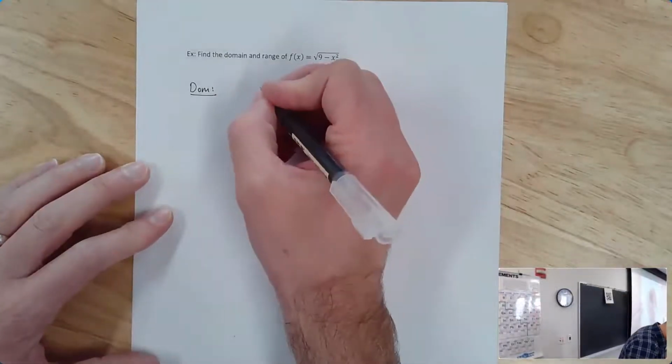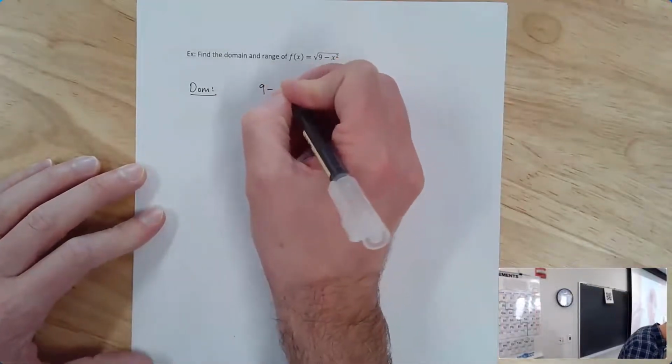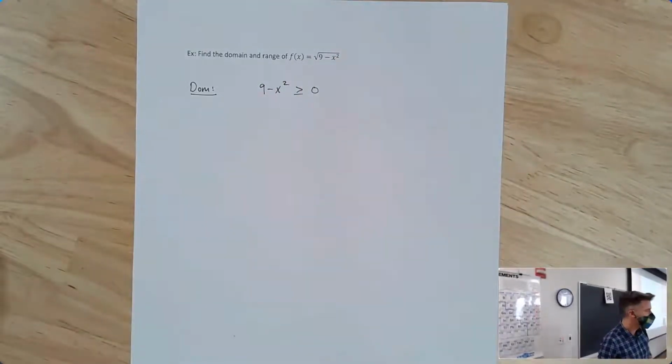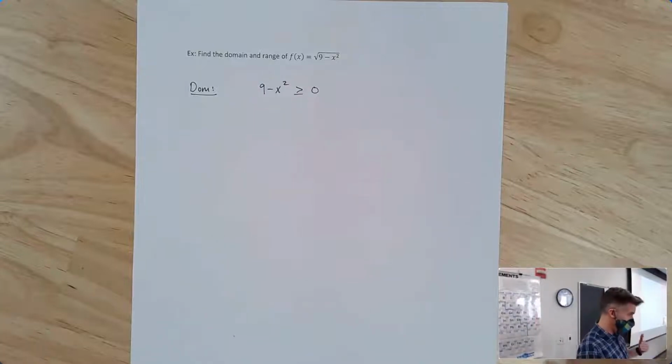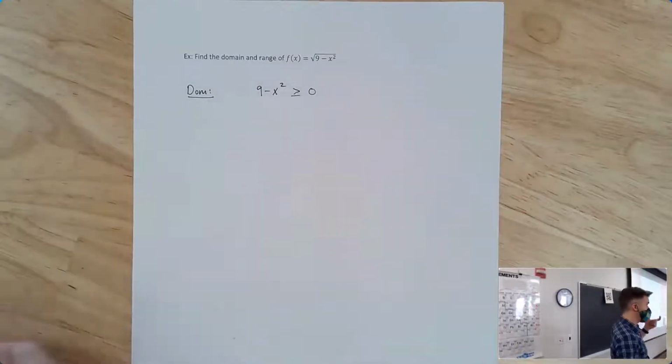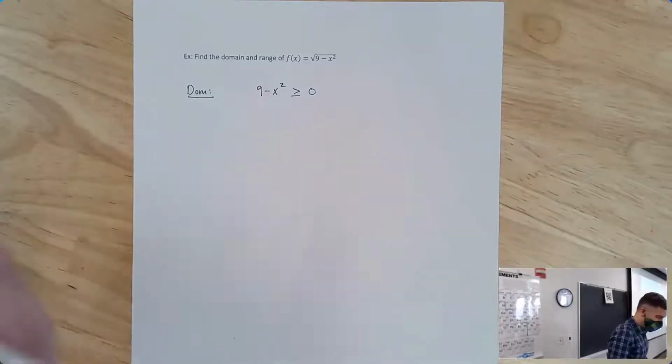So I know that my insides have to be non-negative. Unlike the logarithm where the insides had to be strictly greater than 0, here for the square root, the insides have to be greater than or equal to 0. Because you can take the square root of 0 and get 0, but you can't take a log of 0. It's undefined. There's a vertical asymptote there.